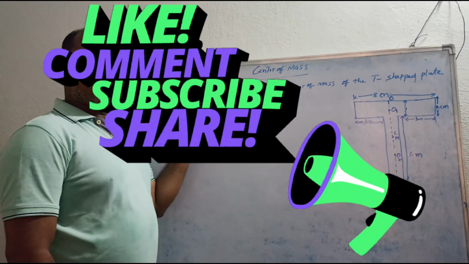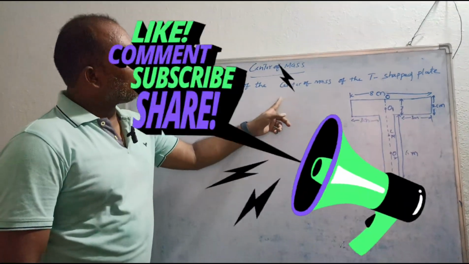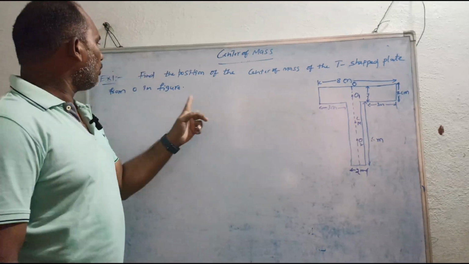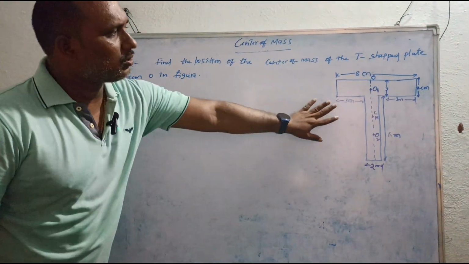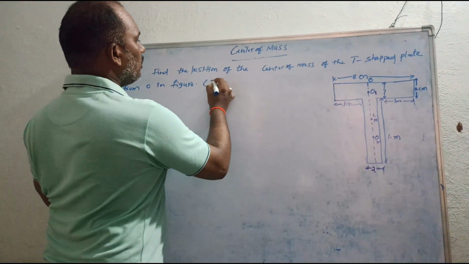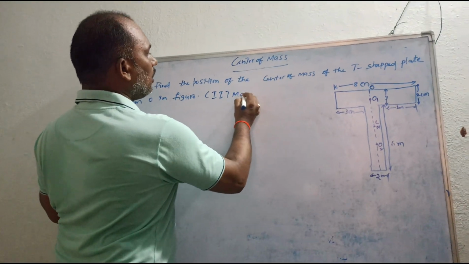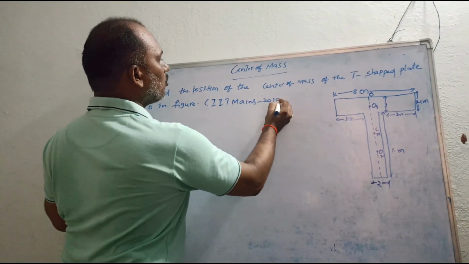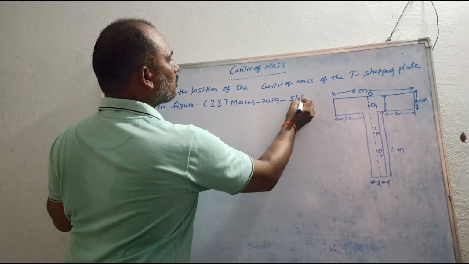So it is the continuation of the last concept. Find the position of the center of mass of the T-shaped plate from O in the figure. So this is the figure, and this is an IIT Mains question, from IIT Mains 2019 slot 3.